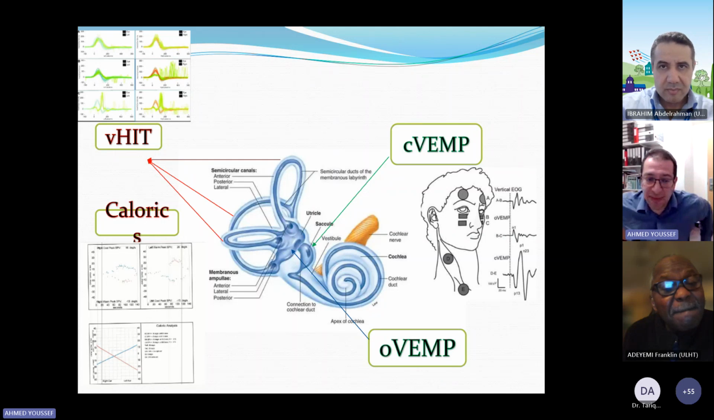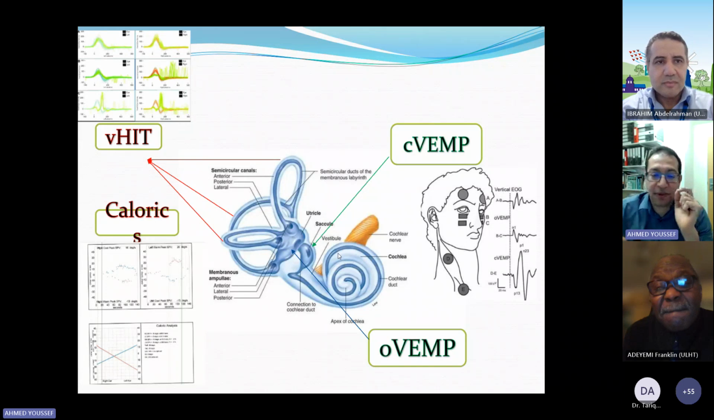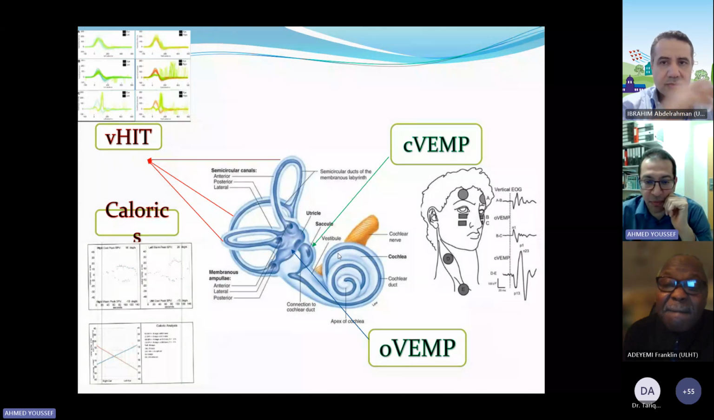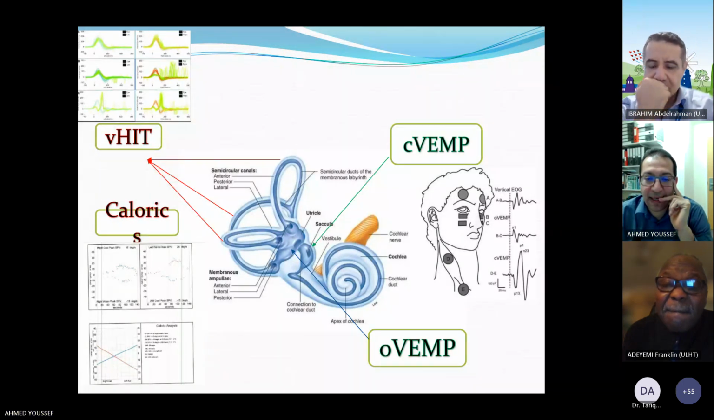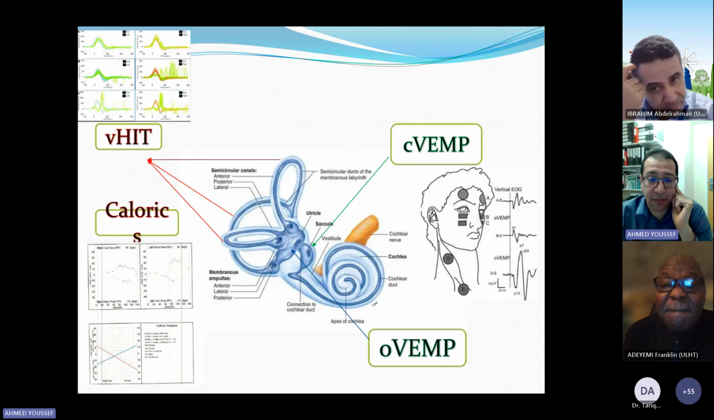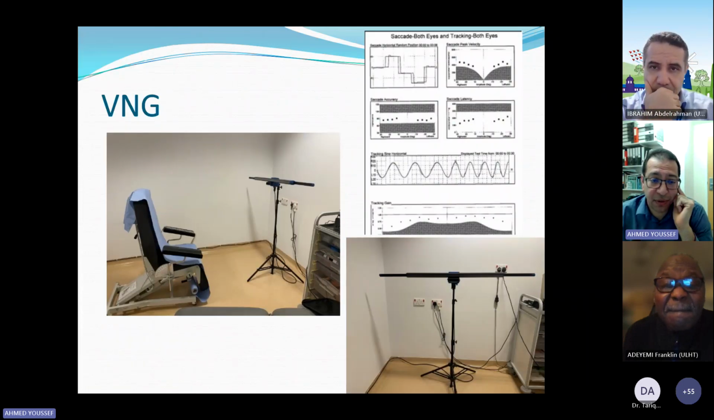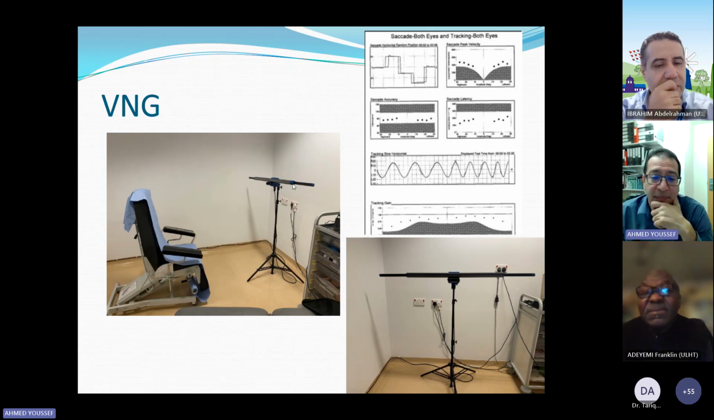So theoretically, we can test each single part of the vestibular system with a test at the moment, but things are not as encouraging as they sound, but they are still very helpful. So in terms of the VNG, or the video nystagmography, as you can see in the photos here, the patient sits down, they put on video goggles, and they look at this bar where red dots start to appear.